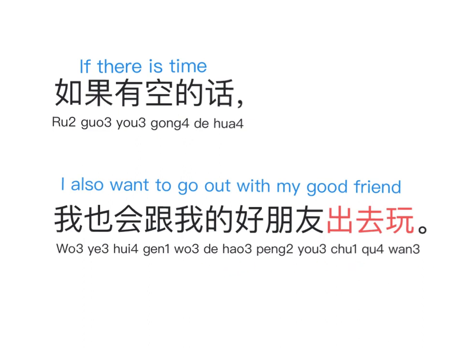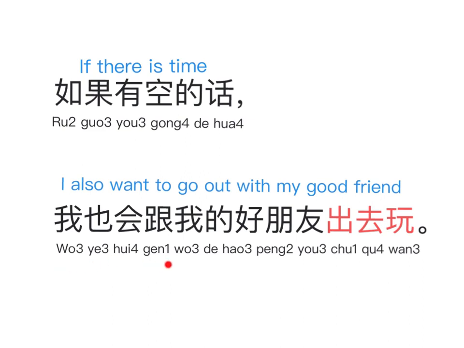One more time. 我也会跟我的好朋友出去玩. I also want to go out with my good friend. Okay, 好 is good. 朋友 is friend. 出去玩 is to go out. So one more time. 好 is good. 朋友 is friend. 出去玩 is to go out. 我也, I also. Okay, so one more time.